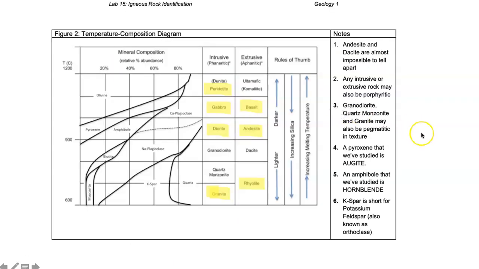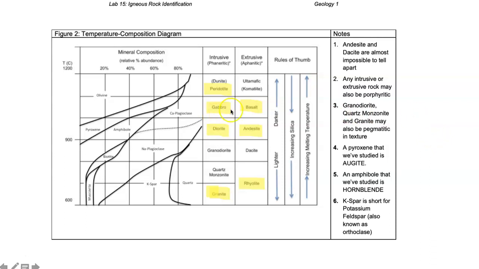So before you get started on identifying the rocks in the lab, there's the pre-lab questions to answer. And you should be able to answer all of these. The first section asks some basic questions. Questions 5 through 12 ask about the composition temperature diagram in figure 2. Well, that's this diagram right here, so let's take a quick look at it.